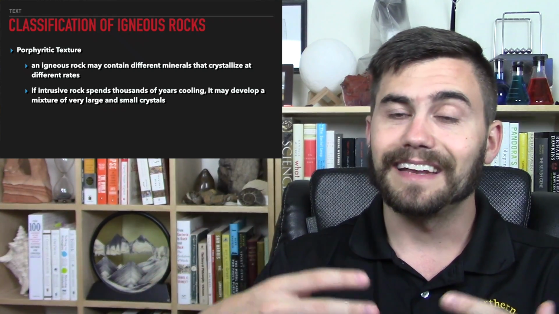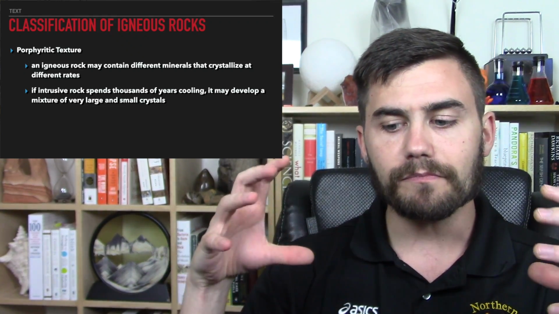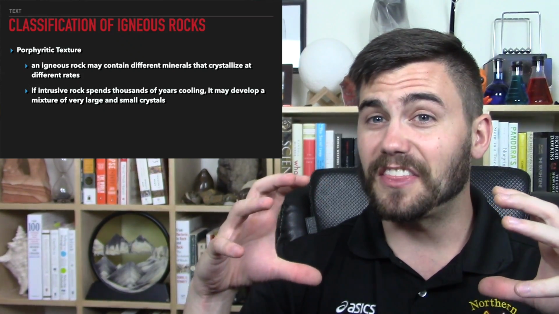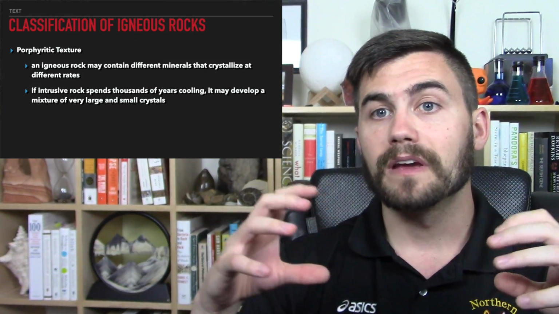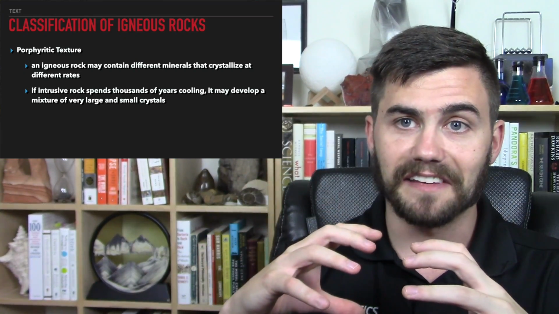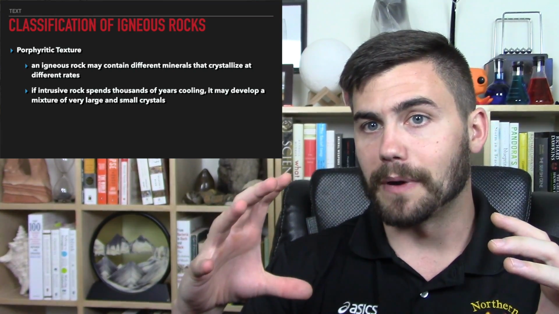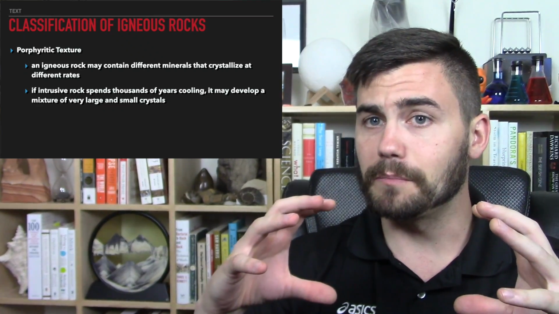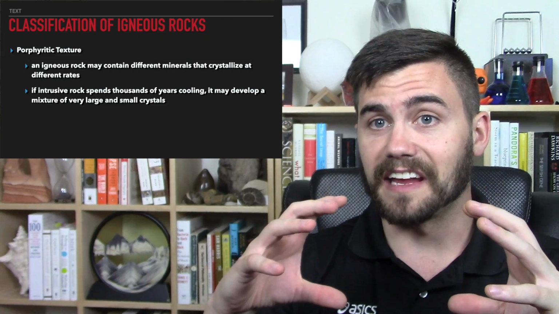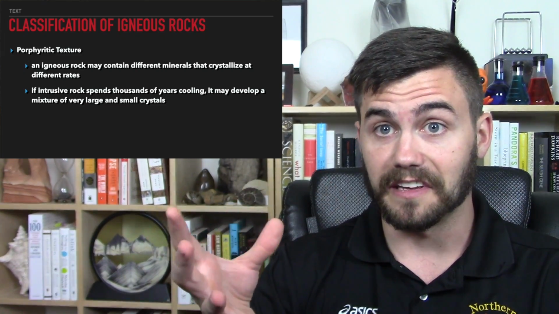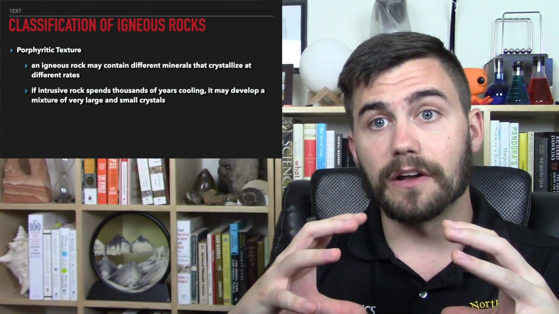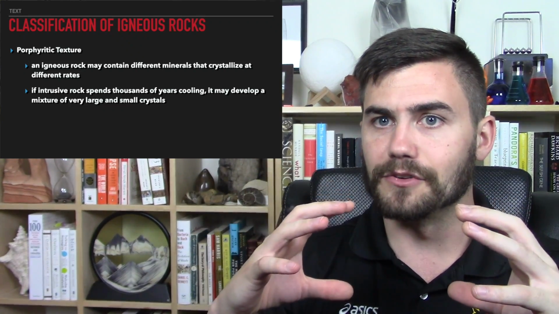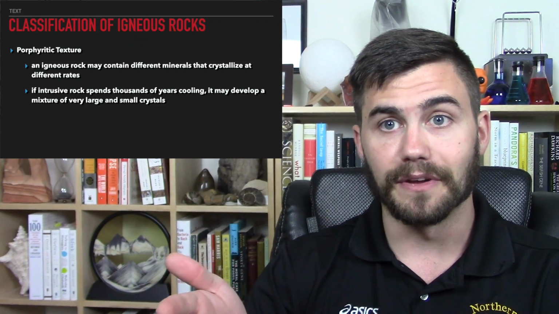Now typically this happens because an igneous rock, or a magma body I should say, can spend thousands of years cooling down. Now, different minerals crystallize at different temperatures. So let's say our magma body starts at a temperature of around 1,000 degrees Celsius, and it has some minerals that start crystallizing at around, let's just say, 800 degrees Celsius. Well, for hundreds and hundreds of years, the rock cools from 1,000, then down to 800, then down to, let's just say, 300 degrees Celsius.